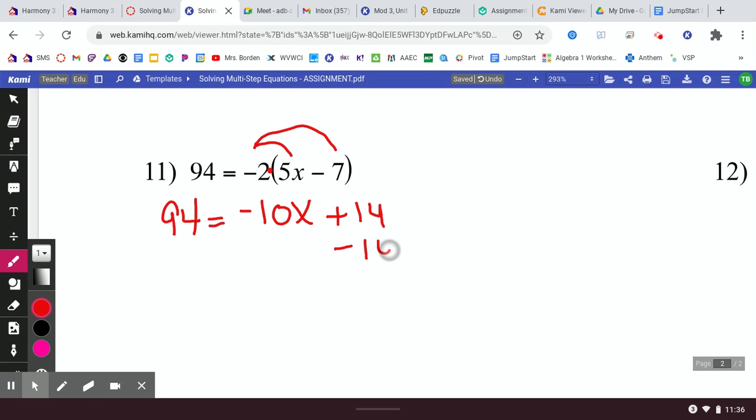Yeah, so we're going to subtract 14 and subtract 14. That gets it moved off of this side. Remember our equal sign, it's our great equalizer here. So negative 10x, I didn't touch that. 94 minus 14 is 80. Now what?